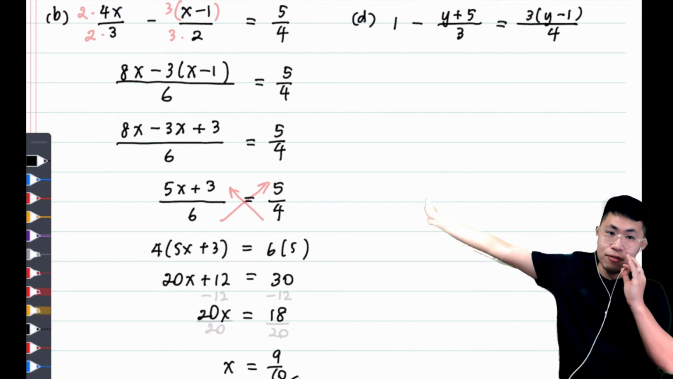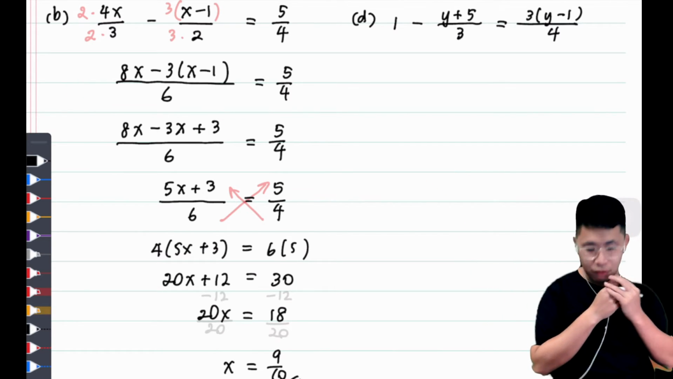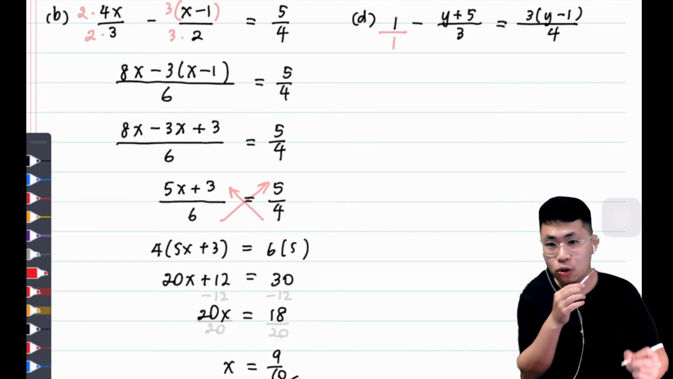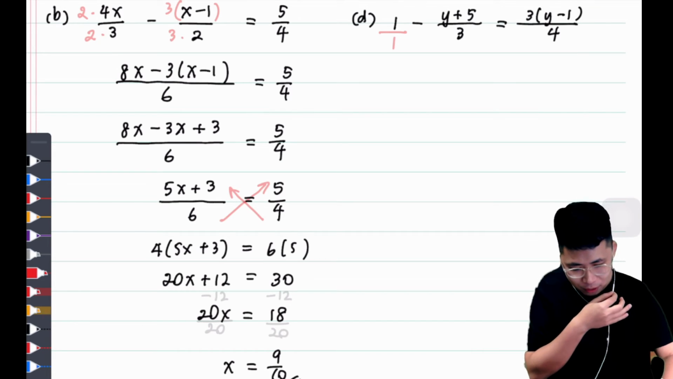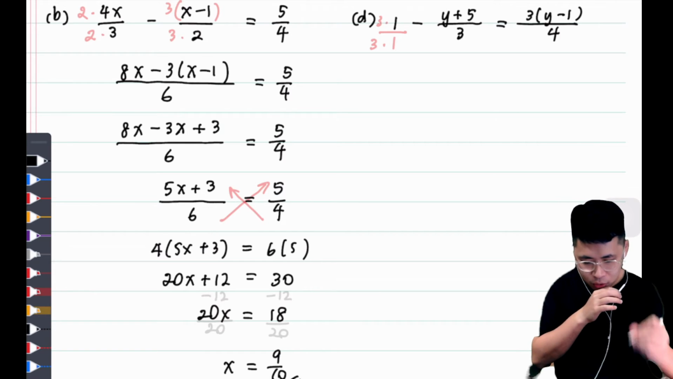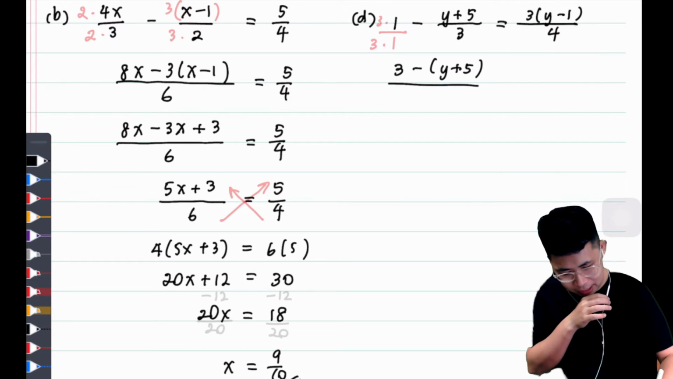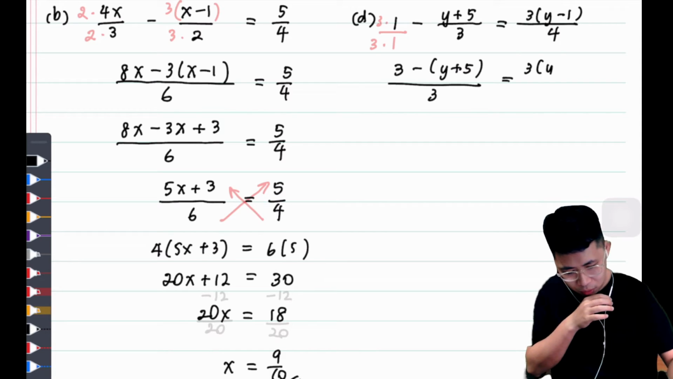Now on the left, you have 1 minus that. We should combine both of these into a fraction. So technically speaking, 1, the denominator is automatically 1, right? So we make it to 3. So we multiply by 3 at the top and the bottom. So 3 times 1 is 3, minus of the whole y plus 5. Brackets, yeah, remember the brackets. Over the common denominator 3. And we also have 3 times of y minus 1 over 4.